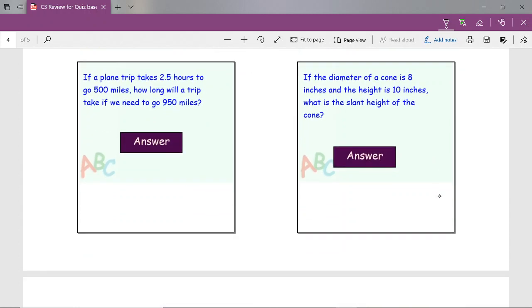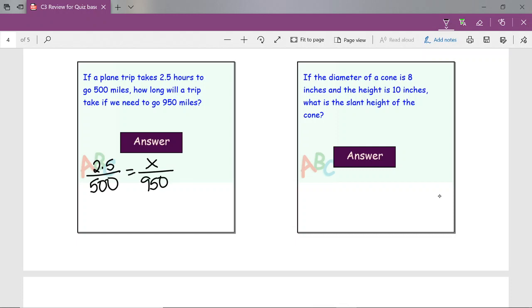If a plane trip takes 2.5 hours to go 500 miles, how long will a trip take if we need to go 950 miles? Well, this is really just assuming some proportions. We can say something like this. If I have 2.5 hours relates to 500 miles, then how many hours, x hours, for 950 miles?